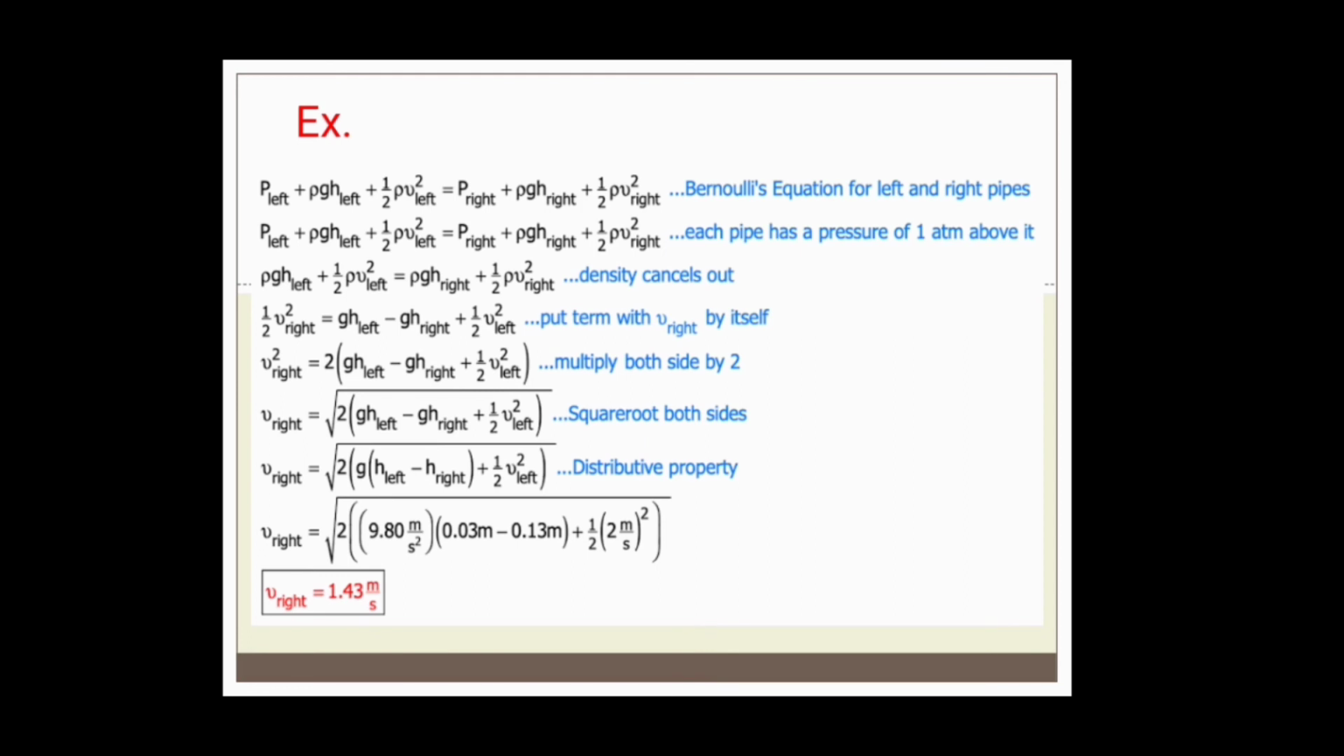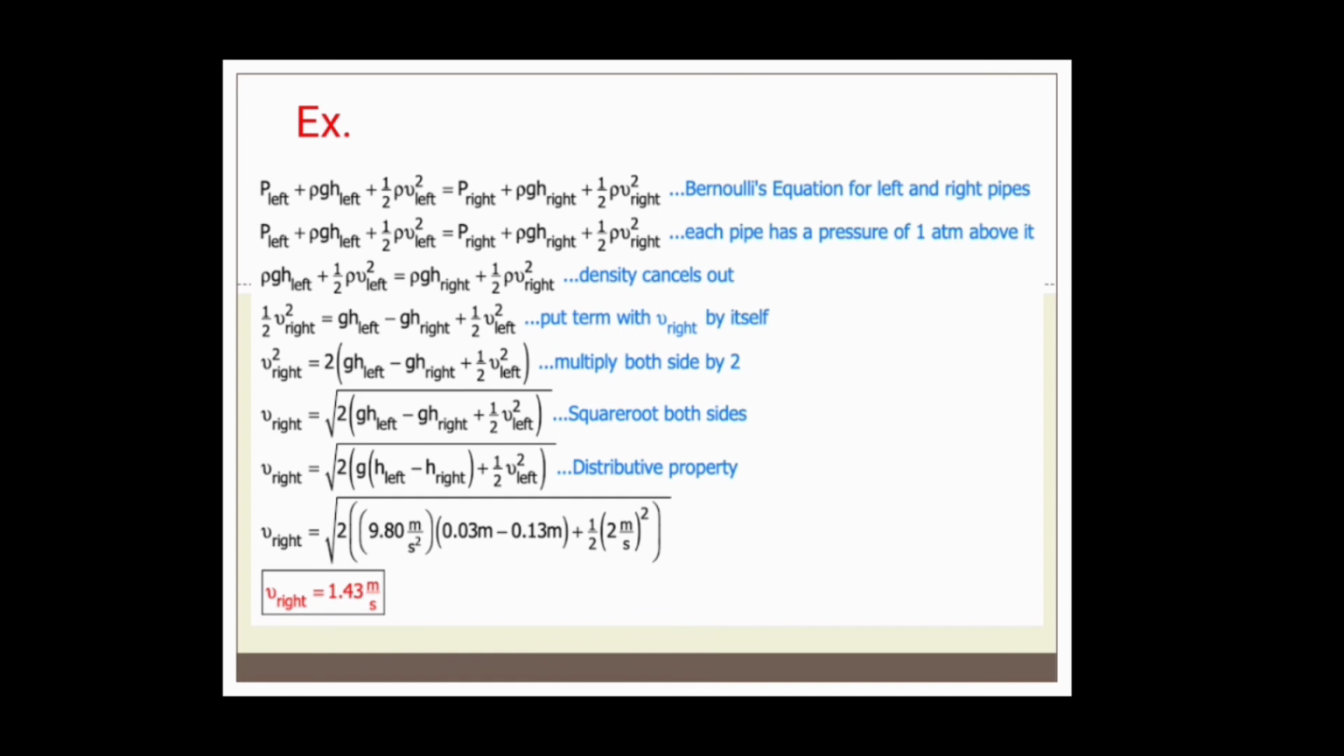So it becomes 1/2 V squared right equals g h left minus g h right plus 1/2 V squared left. Multiply both sides by 2. So V squared right equals g h left minus g h right plus 1/2 V squared left times 2. Square root both sides. So V right equals square root of 2 times g h left minus g h right plus 1/2 V squared left. This is the distributive property. So V right equals square root of 2 g times h left minus h right plus 1/2 of V squared left times 2.